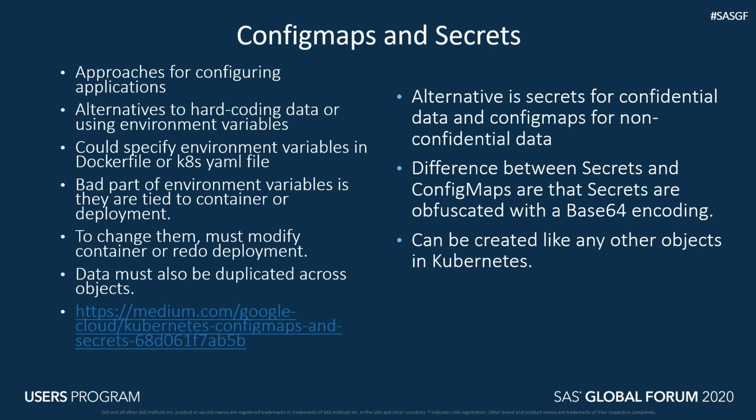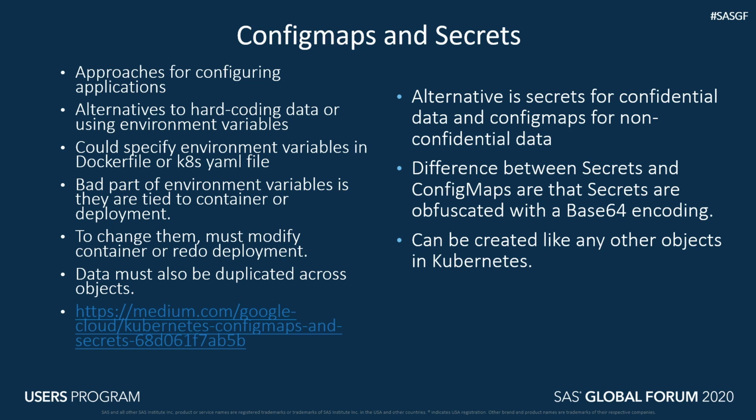And it's an alternative for hard coding data or using environment variables. We can, within the pod spec, set environment variables, set hard coded values in there. We could also do that inside of a Docker file or inside of the Kubernetes YAML file. But the bad part of that is that it's going to be hard coded, tied to a particular container or deployment. And if we need to change them, we'd have to go back and modify the specification for that container and redo the deployment. So the data also has to be duplicated across objects.